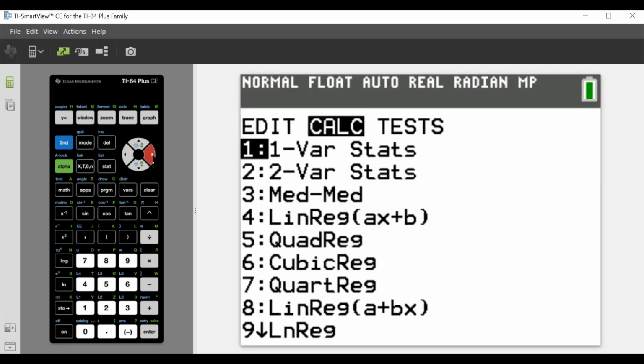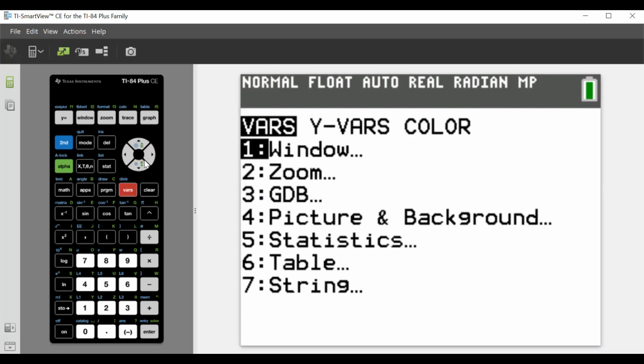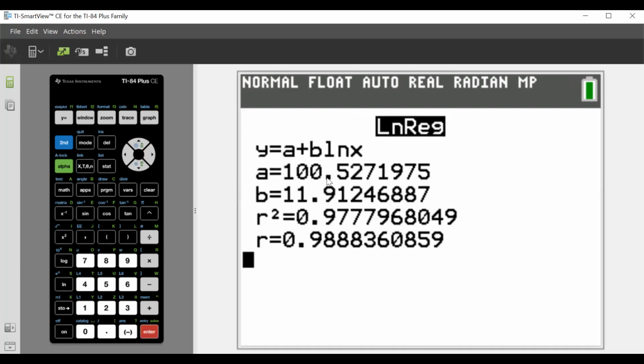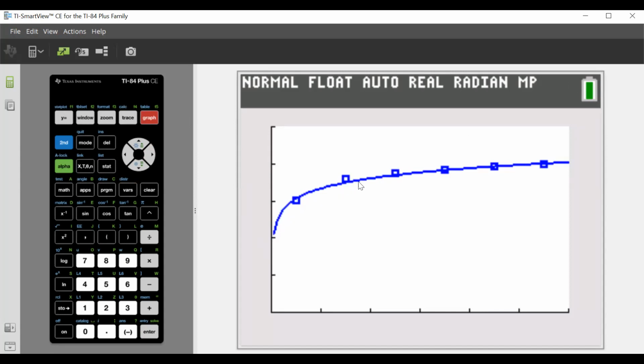Let's go ahead and do our calculation. We need a 9. Let's plug that equation into var1. And that's the equation I need: 100.527 plus 11.912 ln of t. All right, so that's what it looks like. Now this makes it look much more like a log plot than just looking at those dots, because they were hard to see. But it has a sharp come up and then comes over, so it does look like it fits that log plot there.